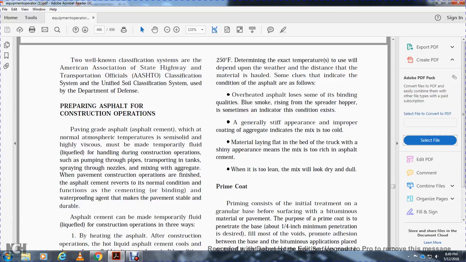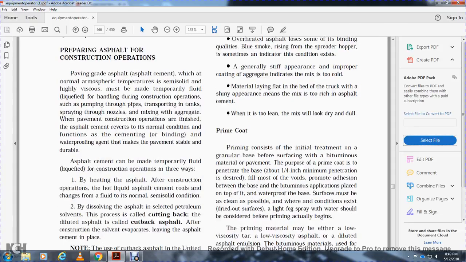Improper coating of aggregate indicates the mix was too cold. Material lying flat in the bed of the truck with a shiny appearance means the mix is too rich in asphalt cement. When it is too lean, the mix looks dry and dull.